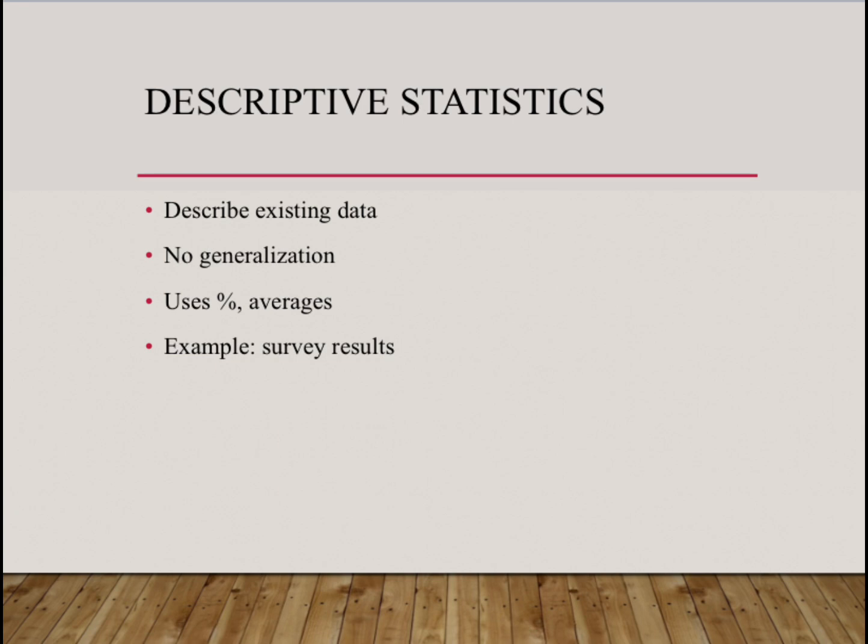Descriptive statistics only describe the data we already have. There is no generalization to a bigger group. We usually use percentages, averages, or charts. For example, saying that 75% of students prefer online learning is descriptive.